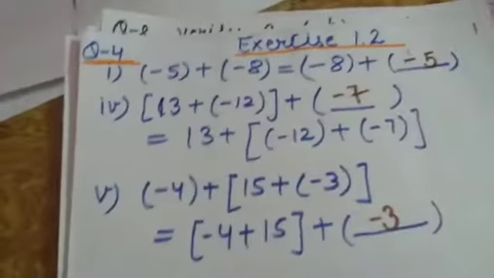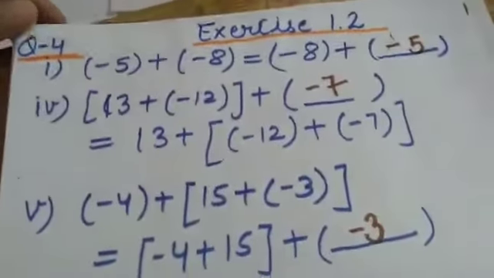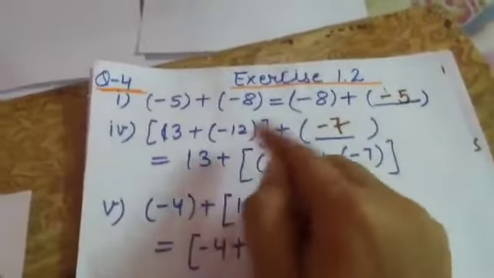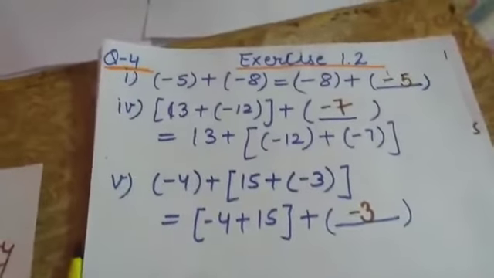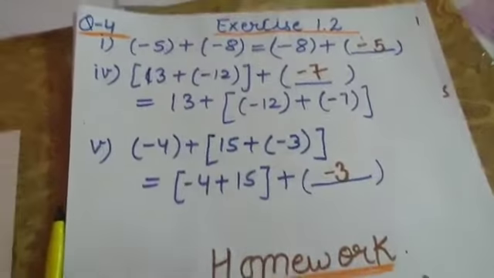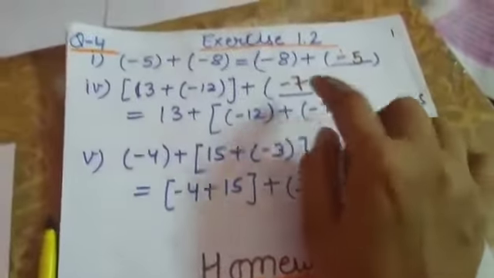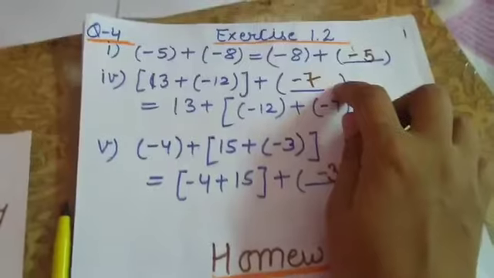Now come to question number 4, exercise 1.2. This question is related to the properties we have learned so far. First, you have to fill in the blanks using the properties. -5 plus -8 equals -8 plus -5. You have to compare this with the properties we have learned. We come to know that this is the commutative property. -5 plus -8 gives you -8 plus -5. So this uses the commutative property of integers that we have learned.